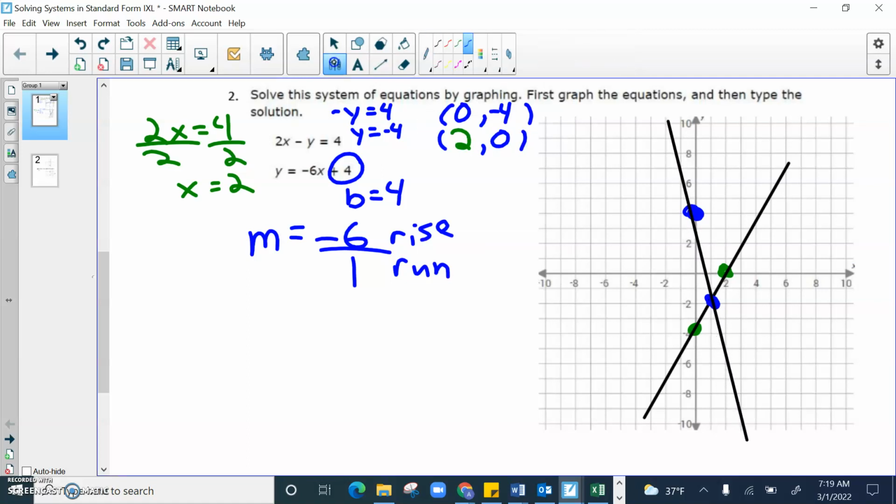Okay. And now we realize where they meet is the solution, and that is at point 1, negative 2.